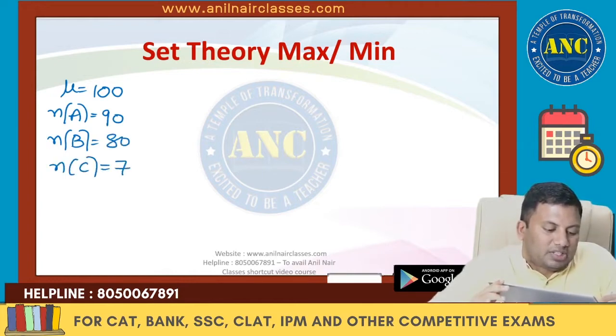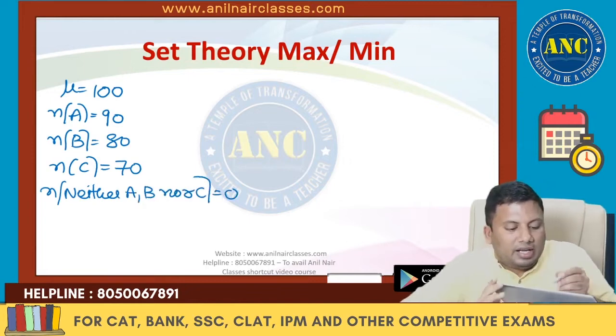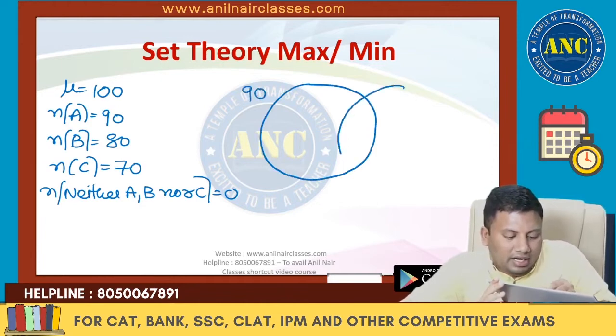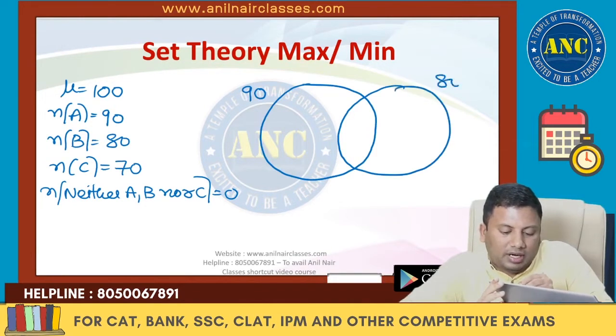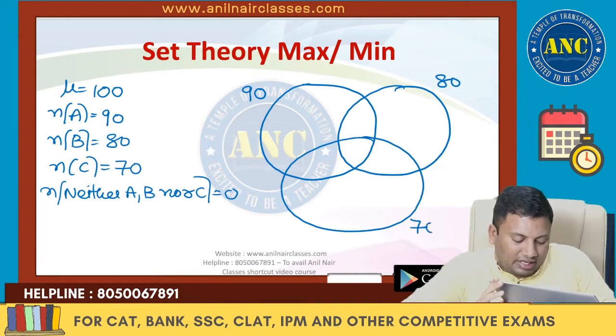Second time I am explaining, listen carefully. N of neither A, B nor C, it is 0. This circle is nothing but 90. This circle is nothing but 80. This circle is nothing but 70. This is nothing but x.